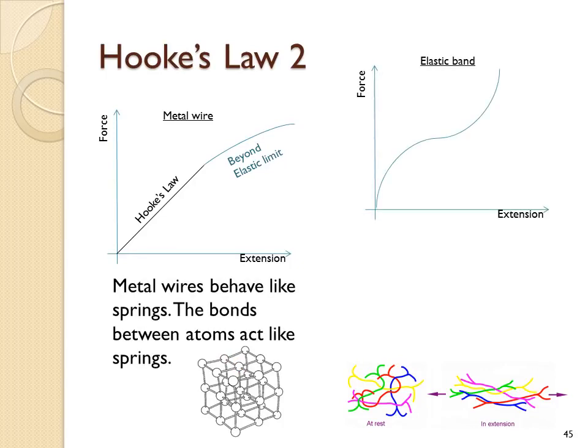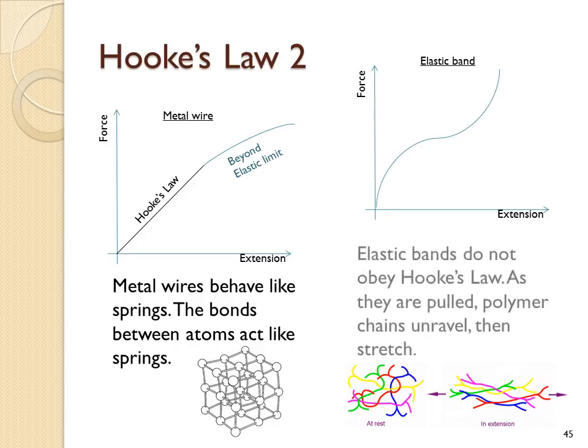Elastic bands do not obey Hooke's law. The structure of an elastic band is a polymer chain, and when you pull it, it's quite stiff initially, but eventually it becomes easier to stretch as the polymer chains unravel. At this point, the polymer chains are now themselves being stretched, and so it becomes harder to stretch.